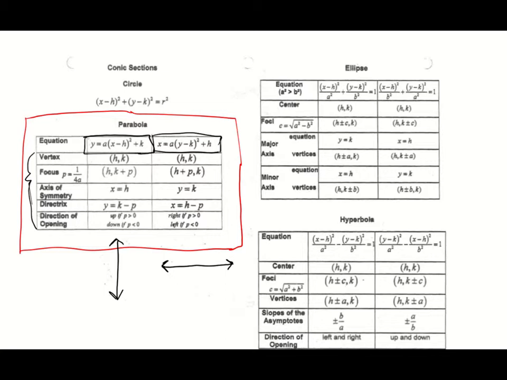Our focus is (h, k + p), where our equation for p is 1 over 4a, and our a is up here. Then our axis of symmetry is x equals whatever h is. Our directrix is y equals k minus p. And then our opening is up if p is greater than 0 and down if p is less than 0. It's very similar with our other equation if our parabola opens left or right. So what we're going to do next is look at some examples using this information from our parabola equation.